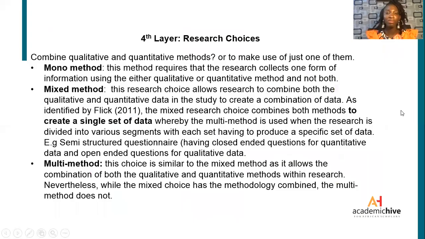The fourth layer is the research choice. The research choice, I mean, it's up to you. It's for you to decide. Do you want to use a mono method? Do you want to use a mixed method? Do you want to use a multi-method? That is, do you want to combine it? But it largely has to do with deciding whether you want to combine qualitative and quantitative methods.